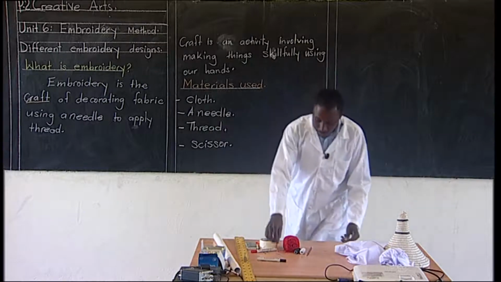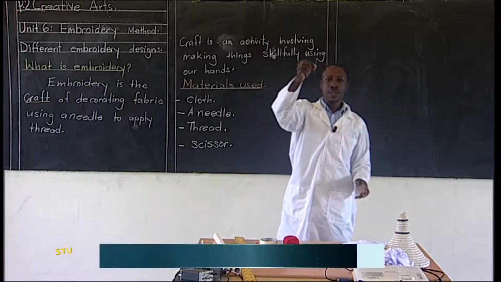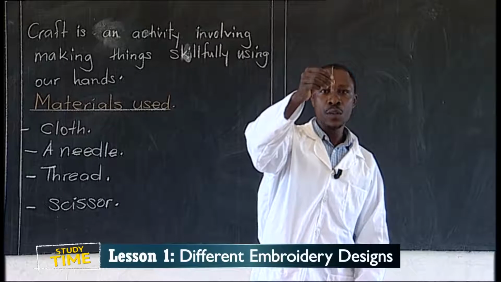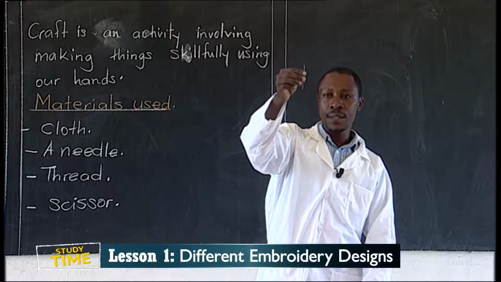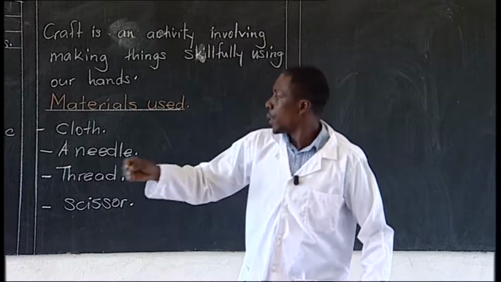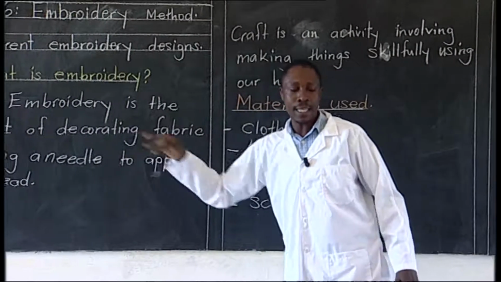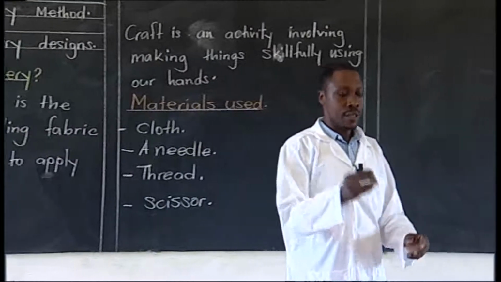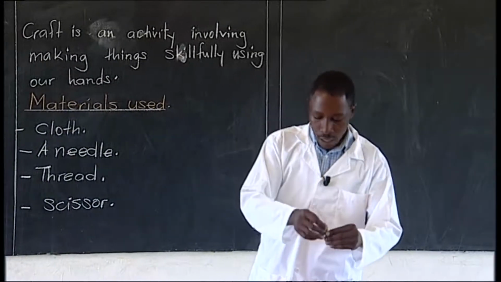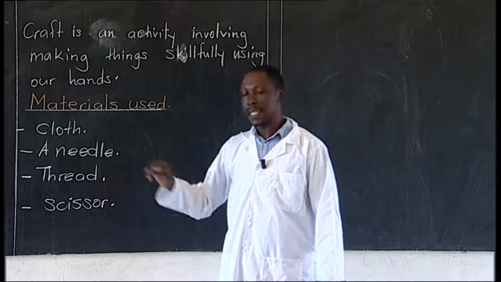Number two, we have said we have a needle. A needle is this one, which is sharp. Those who don't know a needle, it is this one. We are going to use this needle, the way our definition tells us, to apply thread. Then next, we have thread.